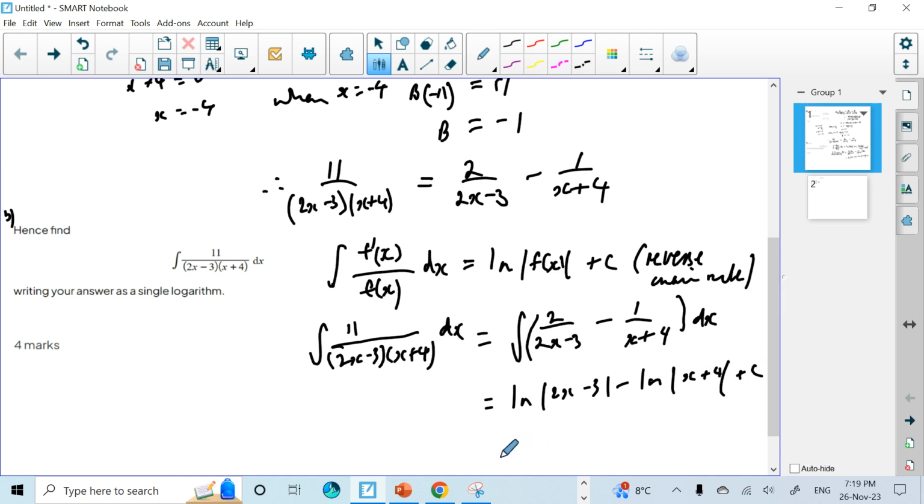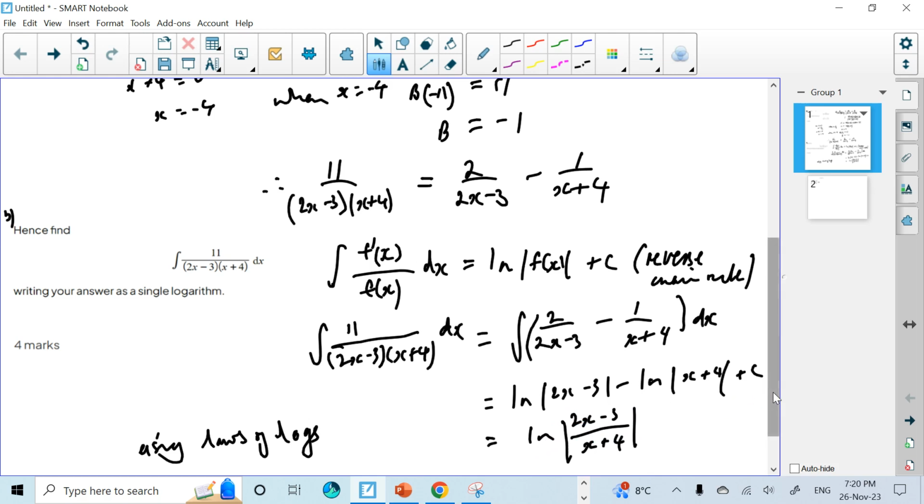And using the laws of logarithms, laws of logs, which is log of a minus log of b is the log of a over b, which gives us a natural log of 2x minus 3 over x plus 4. And there you have it for 4 marks.